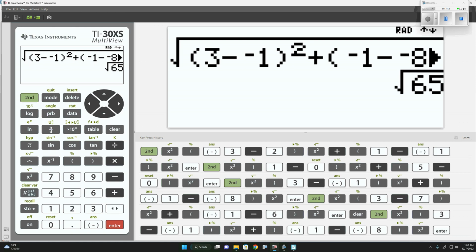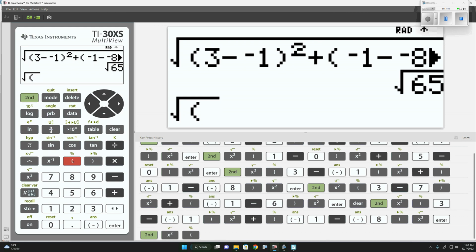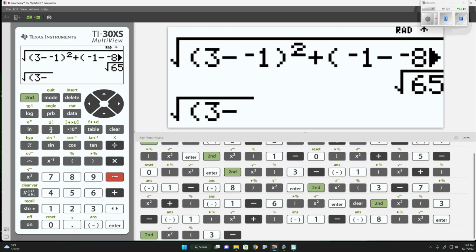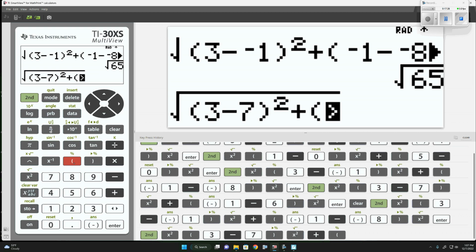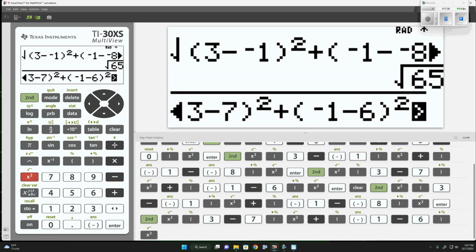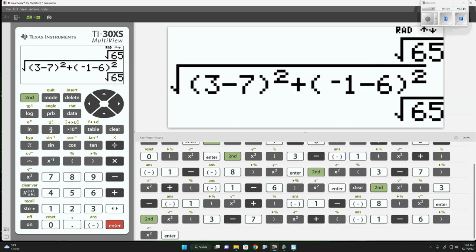Okay, I'm going to do it again. Say 3 minus, I think the other point was 7, 6. So 3 minus 7 squared plus -1 minus 6 squared. Yes? What do you think we'll get? Square root of 65. Again, by definition, a circle is a set of all points equidistant from the center.